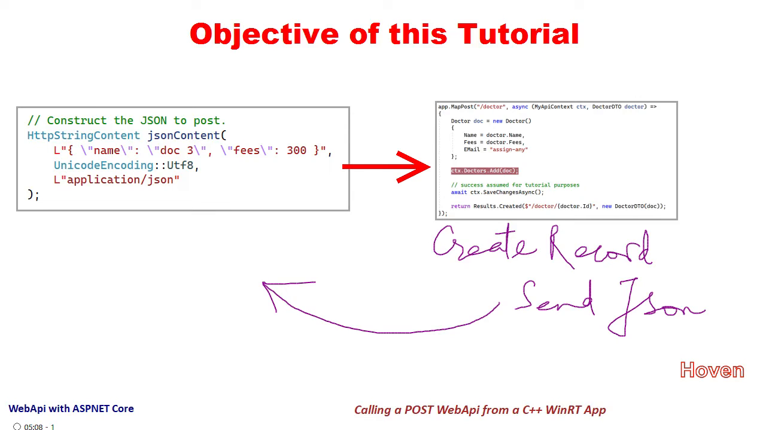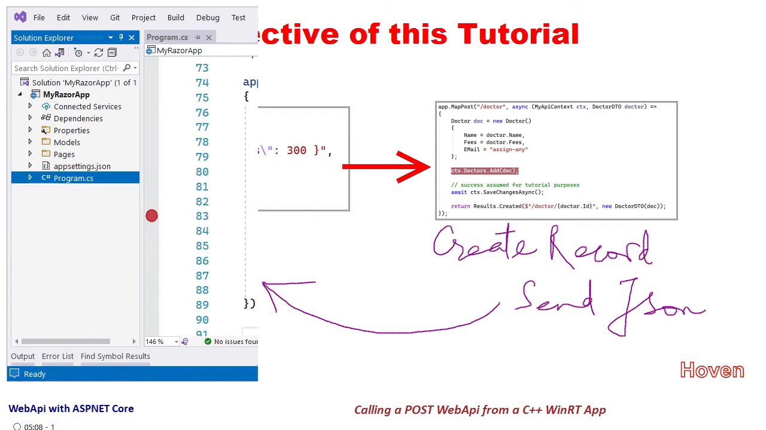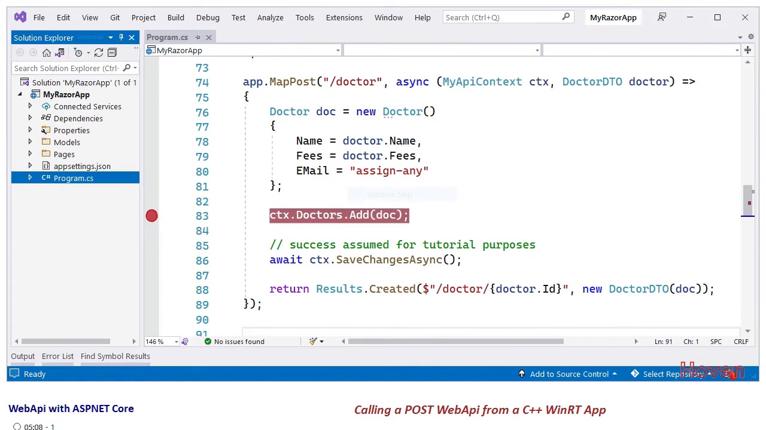Let us first have a look at the web API that we have to call. Open the project that we have been discussing in this chapter and locate the program.cs file. Double-click and open this file. Scroll to the part that you are seeing here.